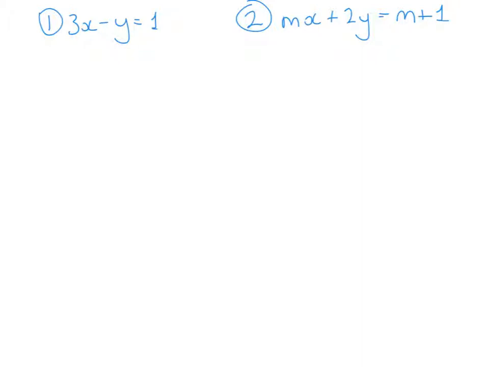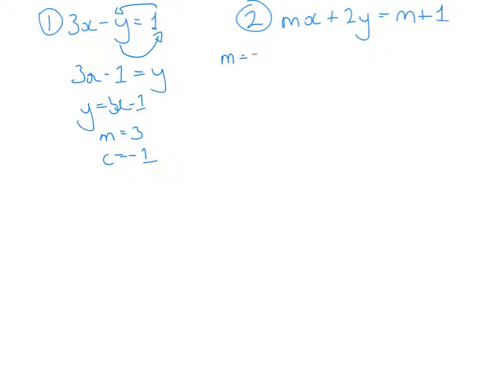Now if we take this minus y across to there and this 1 across to there, we'll have 3x minus 1 is equal to y. So y would be 3x minus 1. So the gradient would be 3 and the y-intercept would be minus 1. Now if we substituted m is equal to minus 6 into this one, that would be minus 6x plus 2y equals minus 6 plus 1.